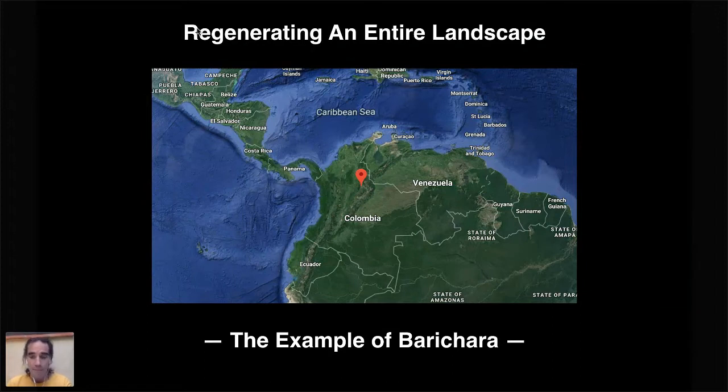And here on this map, you can see where Barichara is located. We're just a little bit north of the Amazon. The western side of the Amazon is to our east and to our south. And we're in a section of the Andes that has 3 parallel mountain ranges, and we're in between the middle one and the one on the left.